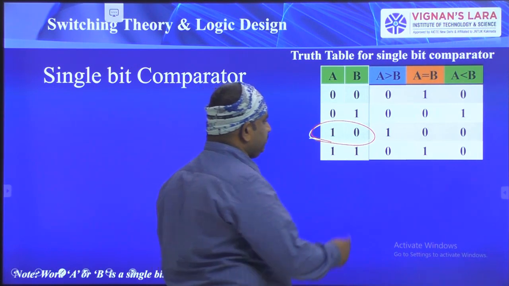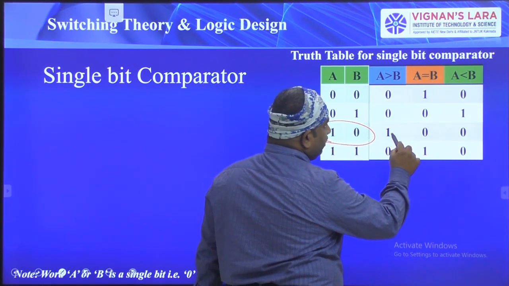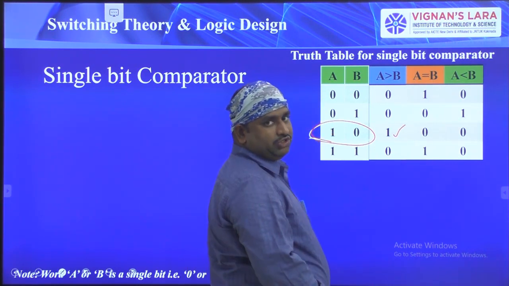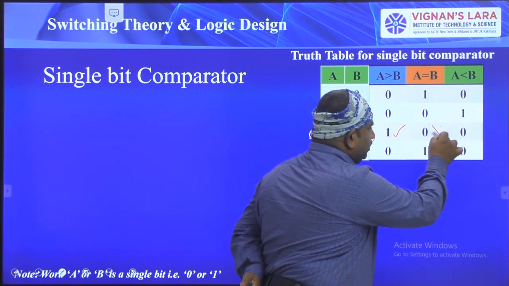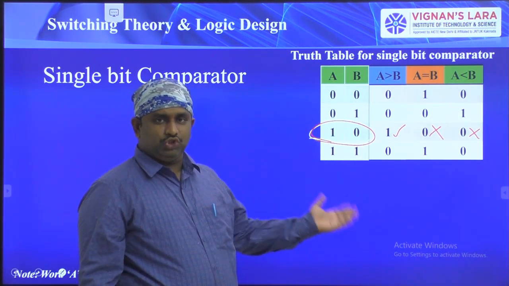Next, A equal to B and A less than B. It is a very simple thing. When A is equal to 1 and B is equal to 0, the A greater than B condition is going to be in the activated state and the remaining two are in the not activated state. That is, the output is 0.